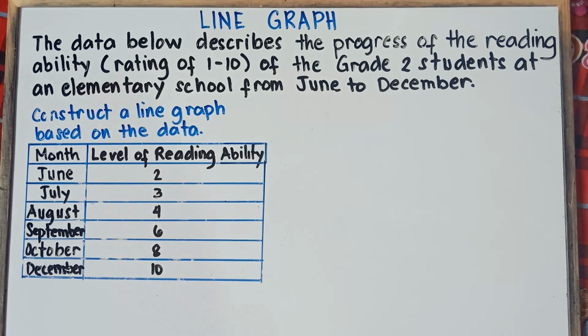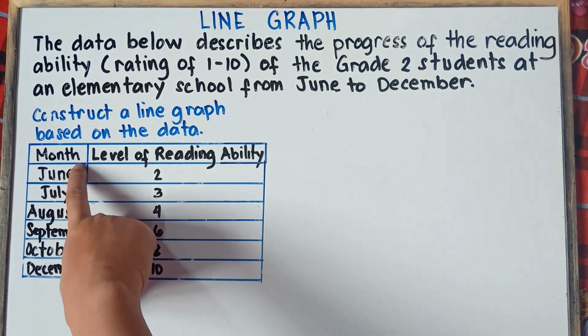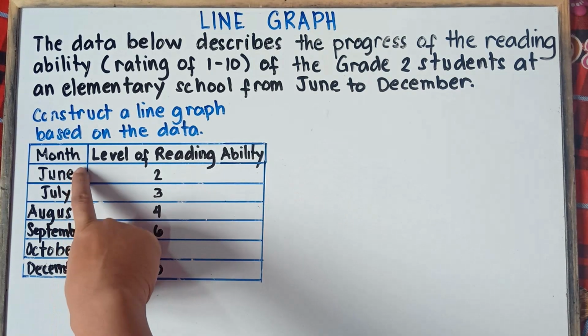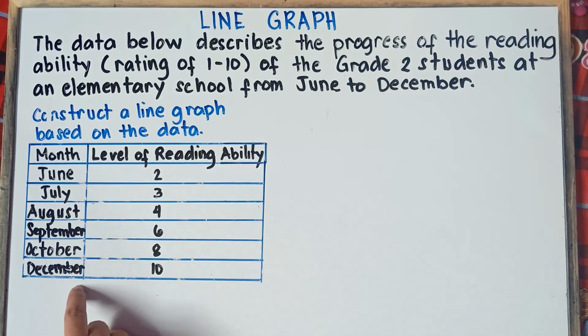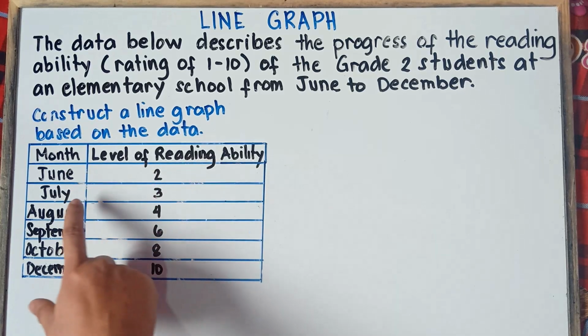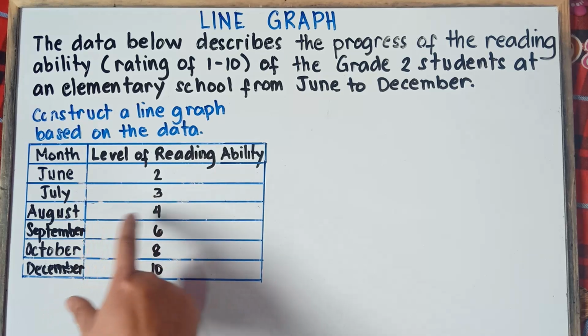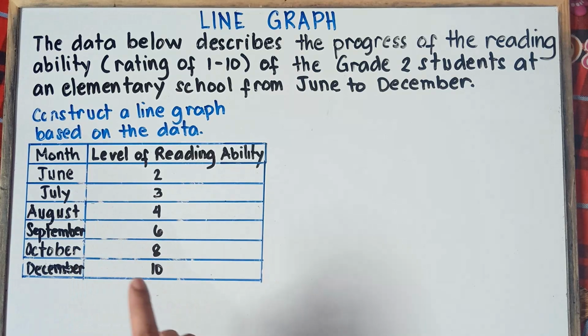The data below describes the progress of the reading ability rating, from 1 to 10, of grade 2 students at an elementary school from June to December. Construct a line graph based on the data. We have the given category, which is months: June, July, August, September, October, and December. For the level of reading ability, June is 2, July is 3, August is 4, September is 6, October is 8, and December is 10.